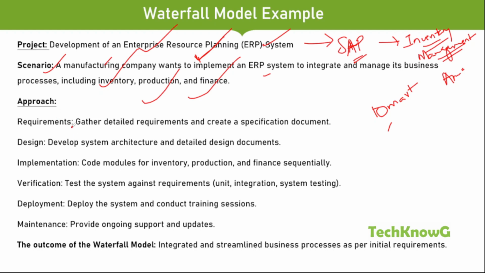Then the approach. Requirements: gather detailed requirements and create a specification document. This will be done in the requirement phase. Then design: develop the system architecture and detailed design documents. Then implementation: code modules for inventory, production and finance sequentially. So this will be done in the implementation, that is nothing but development. Then verification: test the system against the requirements.